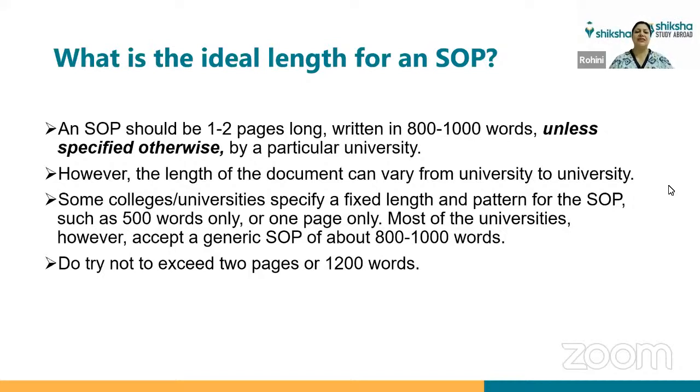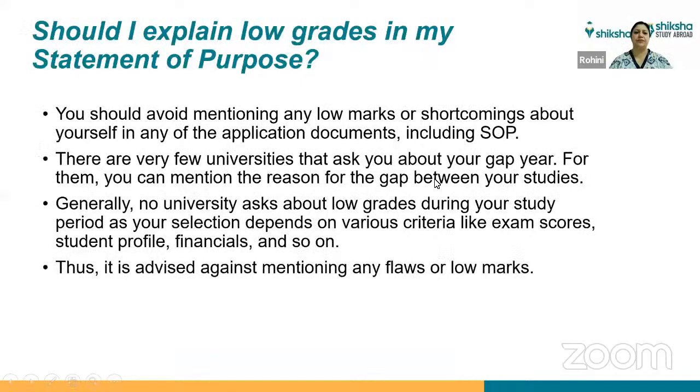Otherwise, most of the universities, however, accept a generic SOP of about 800 to 1000 words. If for any reason you have a lot of experience to discuss and you are exceeding the 1000-word limit, do not definitely exceed the 2-page or the 1200-word limit. Always stick to 2 pages. The only exception usually is a PhD SOP, where an applicant has a lot of research work to discuss. Otherwise, always stick to 2 pages within 1000 words.